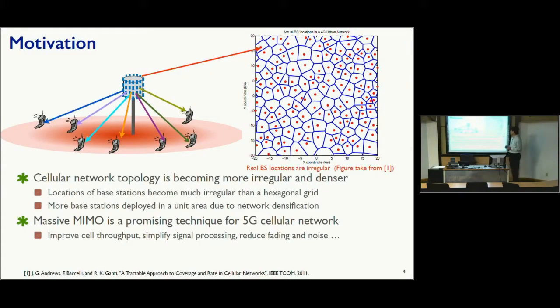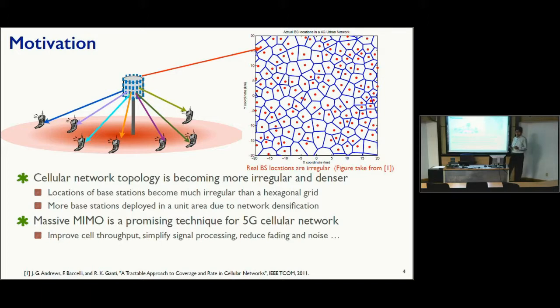If we look at the figure, this shows the real base station distribution in a US city. And the real base station locations are more irregular than a hexagonal grid. Also, with the densification of the base stations, more and more base stations will appear in a unit area. So to analyze the performance of future cellular networks, we need to consider large-scale networks with many and irregularly distributed base stations. Massive MIMO is a promising technique for 5G.